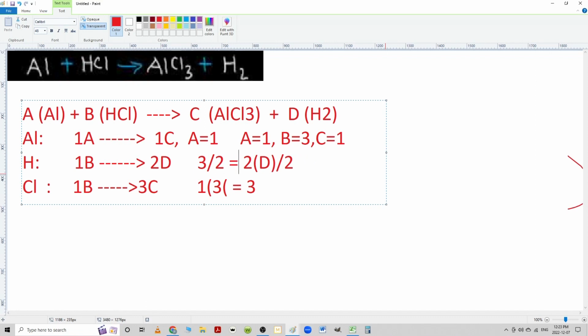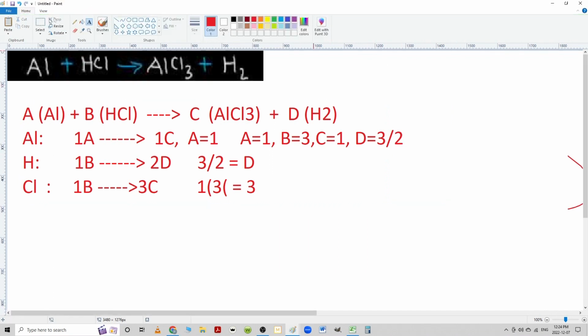And here's a good example of what I was talking about. D is equal to 3 over 2. So that's my last one. And I've got to make a little bit of room. There we go. Now I take my original formula and I put all of those things in front of them.